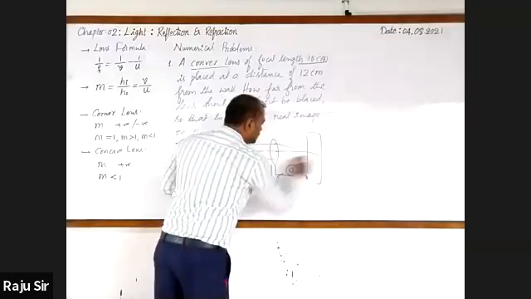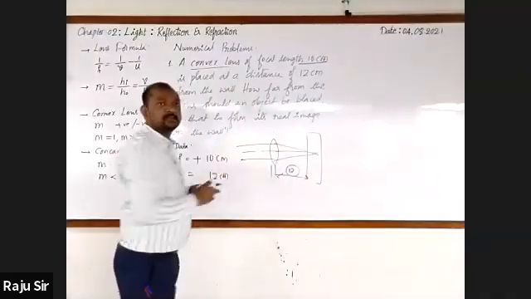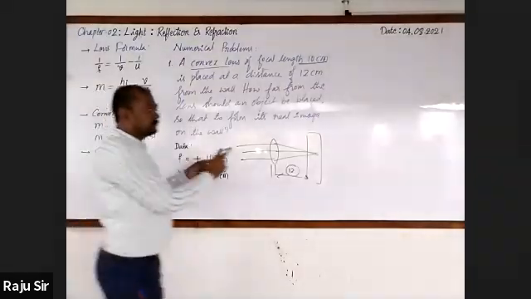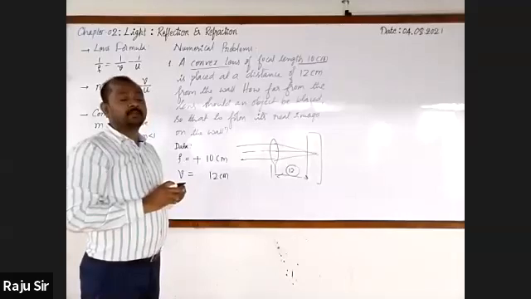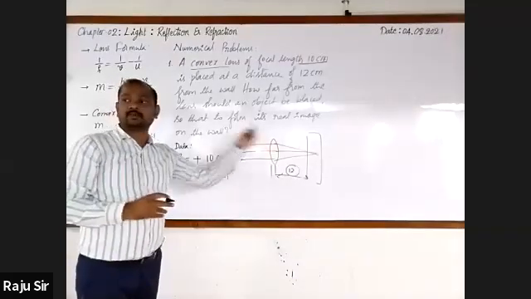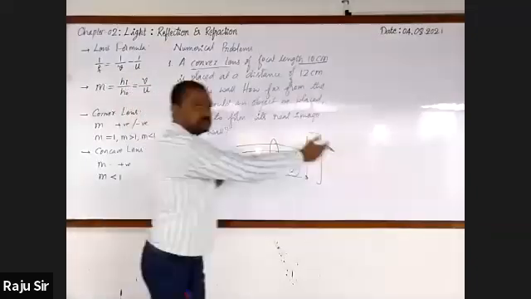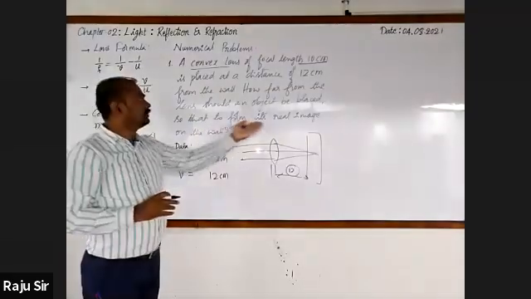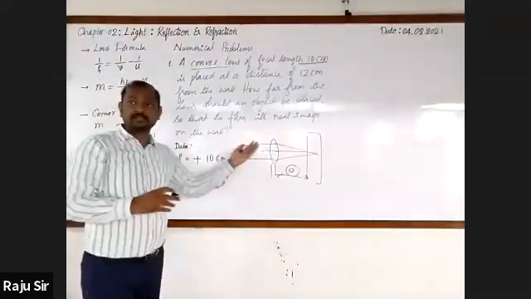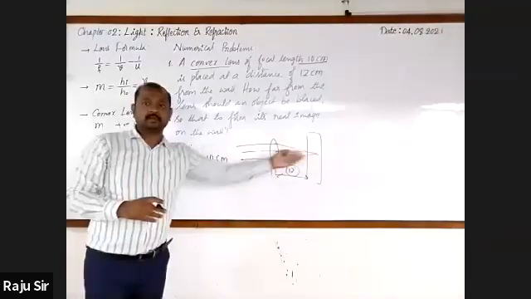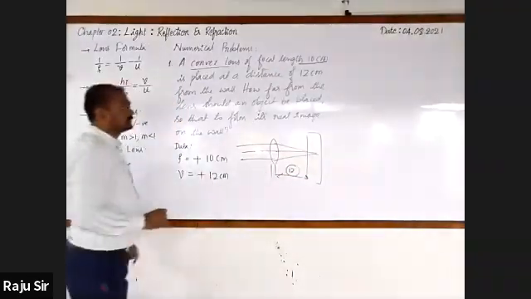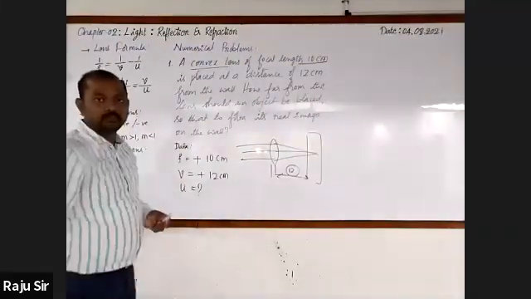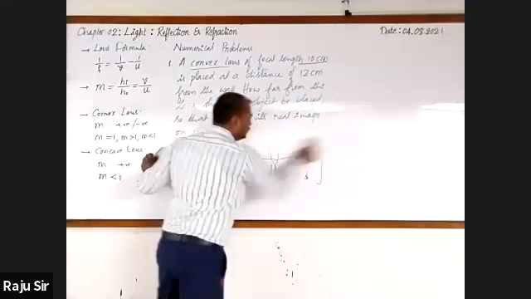Then image is formed on the screen, so it is measured in the direction of light, except in one case, when the object is placed between O and F. In that case only, image distance will be negative. In all other cases, image distance is positive. Here it is a real image, which means it is caught on the screen. Therefore, it is positive. Then you are going to find out object distance. This is U. You are going to find out U.